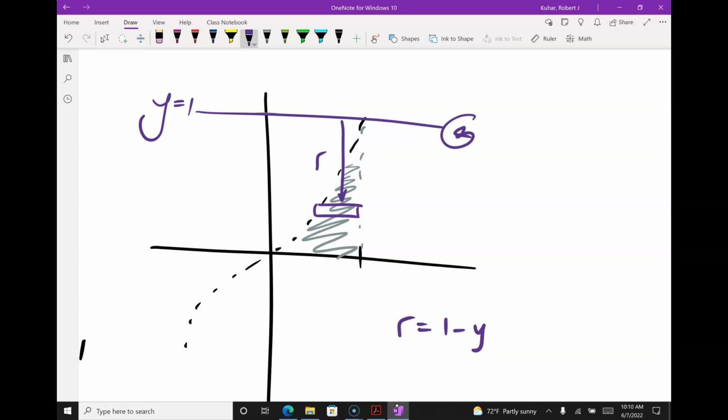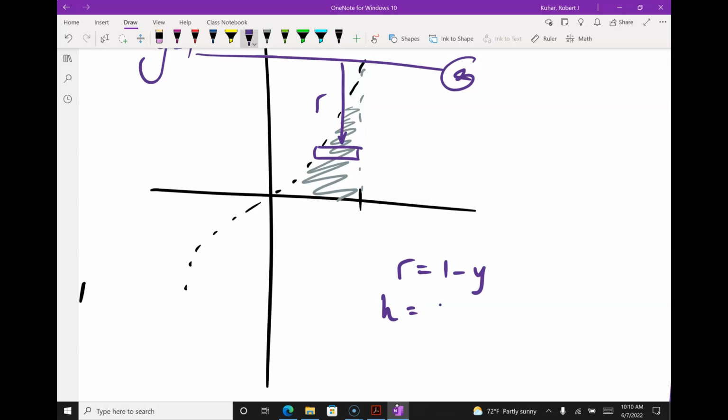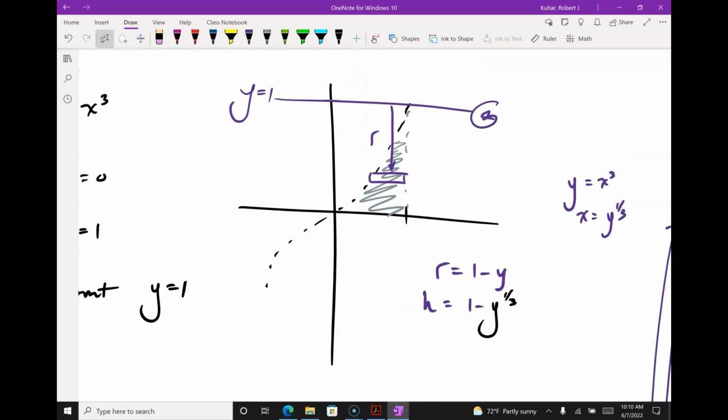But I have to do upper minus lower. I got to keep everything positive. So 1 minus that y is my radius. The height of the rectangle is right minus left here, right? So 1 minus x cubed. Oh, but I've got to solve for x. So x equals cube root of y. So 1 minus y to the 1/3, sorry. You with me? Everybody okay?